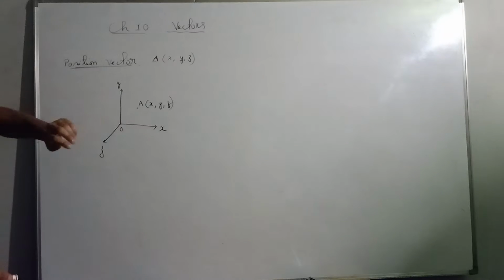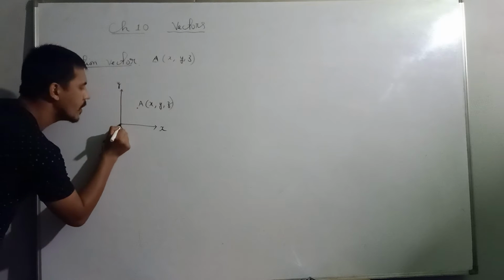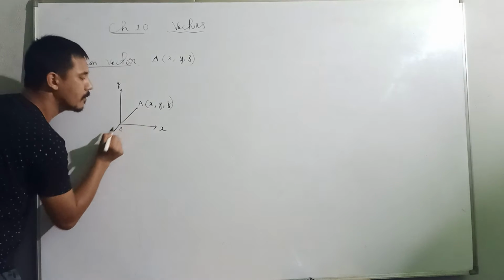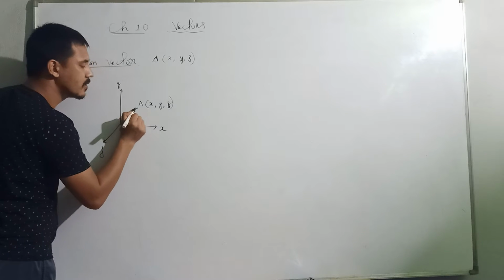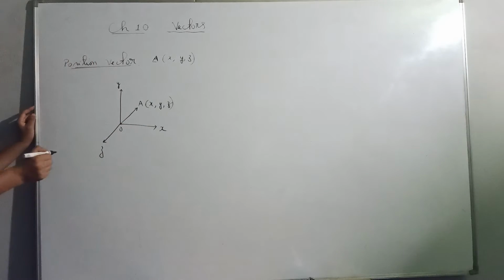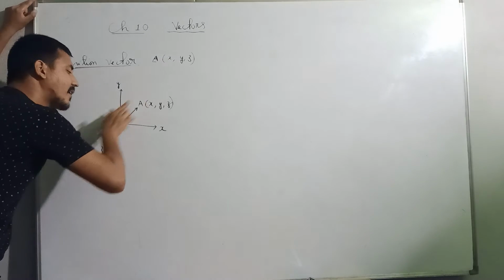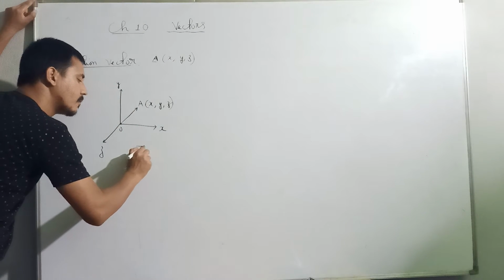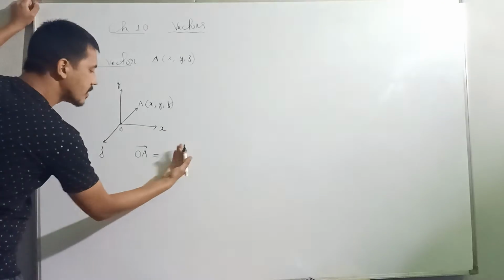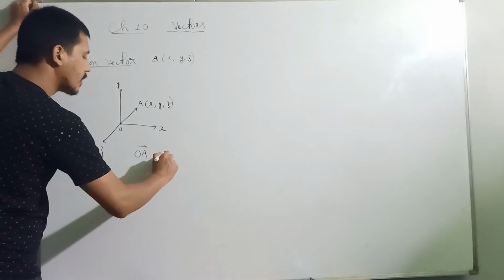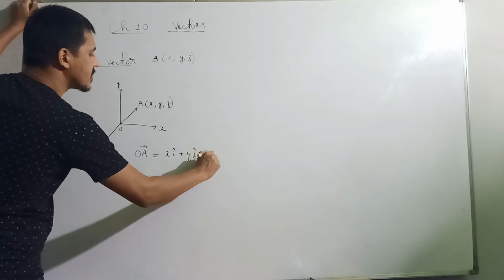So the position vector of this point A means the position of A when measured from the origin. You are measuring it from the origin. So O is your initial position and A is your terminal position. The position vector of A is represented by the directed line OA, with O as the initial position and A as the final position, and it is written as the vector xi cap plus yj cap plus zk cap.